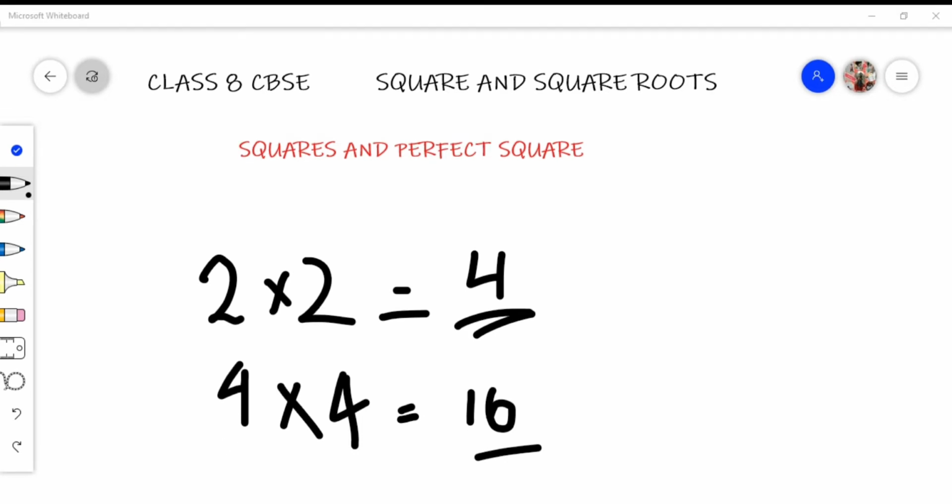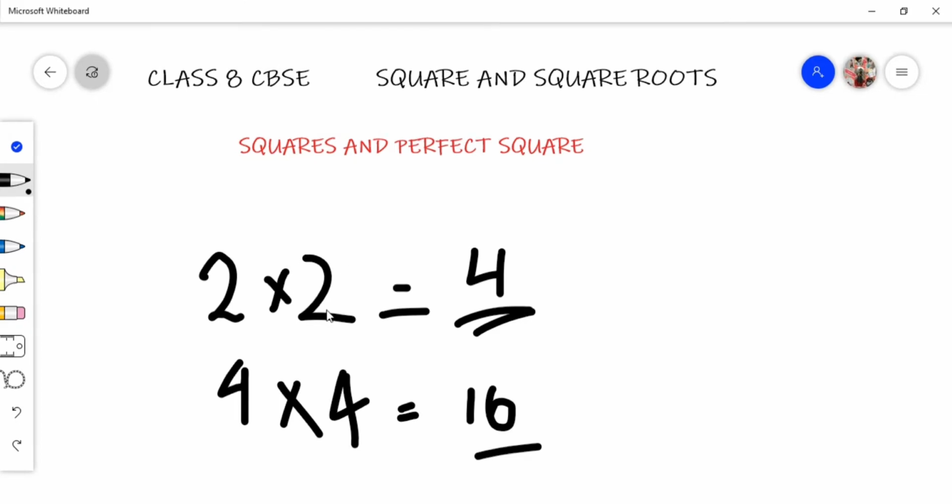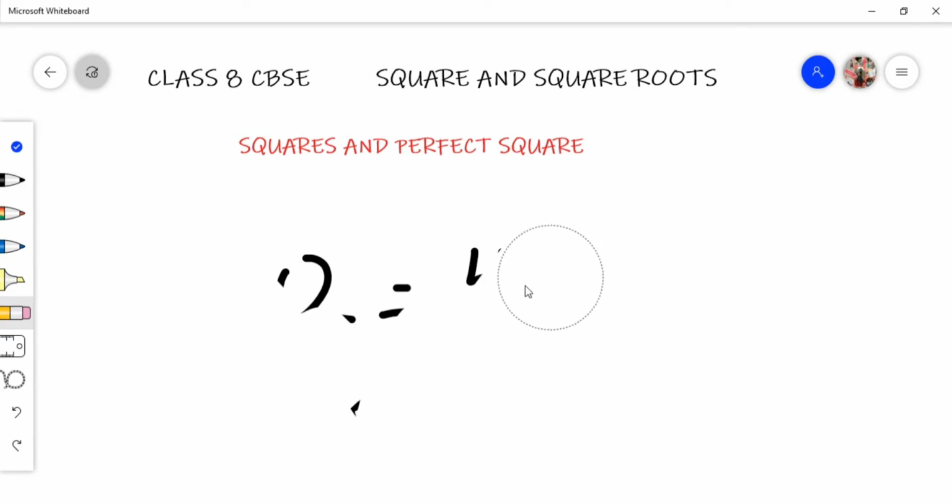So now you know what a square is. Now let us learn what a perfect square is. Perfect square means when the exponent of a natural number is 2, the number so obtained is called a square number or a perfect square. Thus, when a number is multiplied by itself, the product is a perfect square.